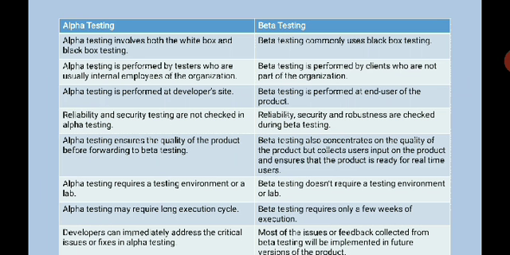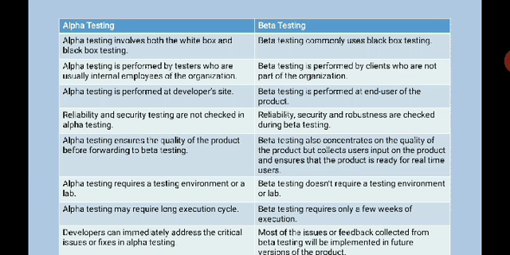Okay, now reliability and security are not checked in alpha testing, right? But they will be checked in beta testing, because why? The reliability and security will only be checked when it goes outside the system, right? And alpha is happening within your system and within your organization. So how can it test the reliability and security? Very simple points and very self-explanatory. So you should know how to do this, right?